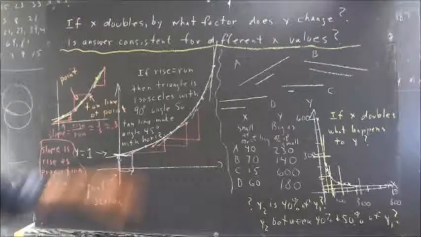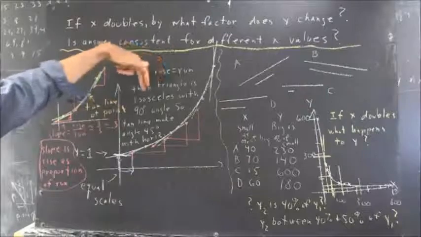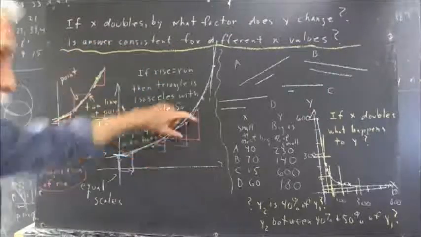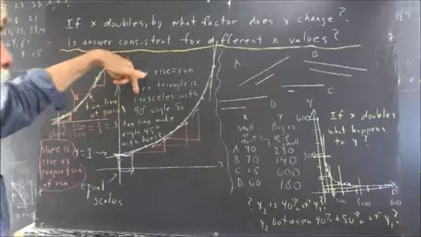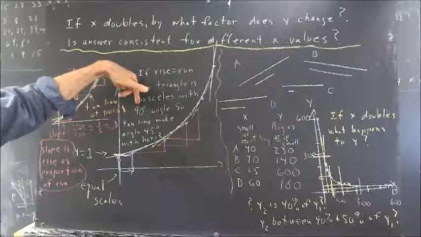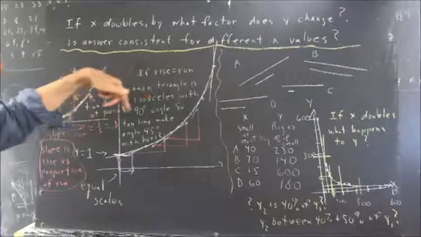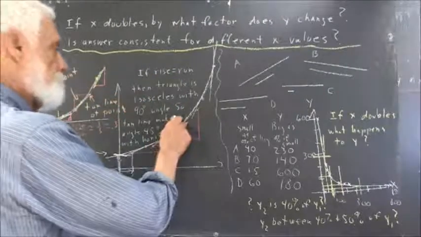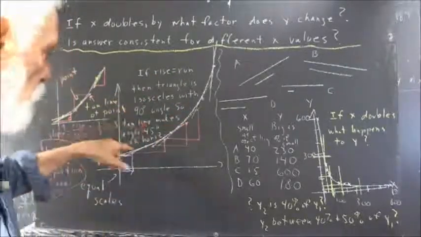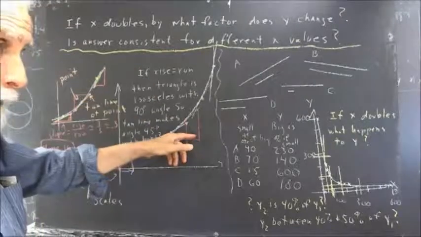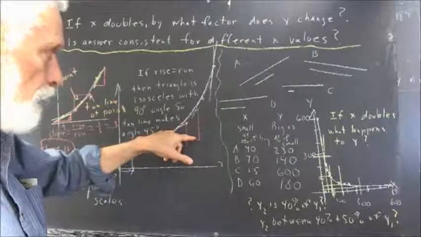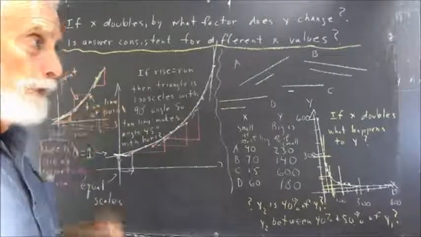I'll add this note. If the rise is equal to the run, then the triangle is isosceles because the two sides of the triangle that represent rise and run are equal, and with a 90-degree angle. And it follows then that the tangent line makes an angle of 45 degrees with horizontal, because an isosceles triangle with a 90-degree angle has 45-degree angles.